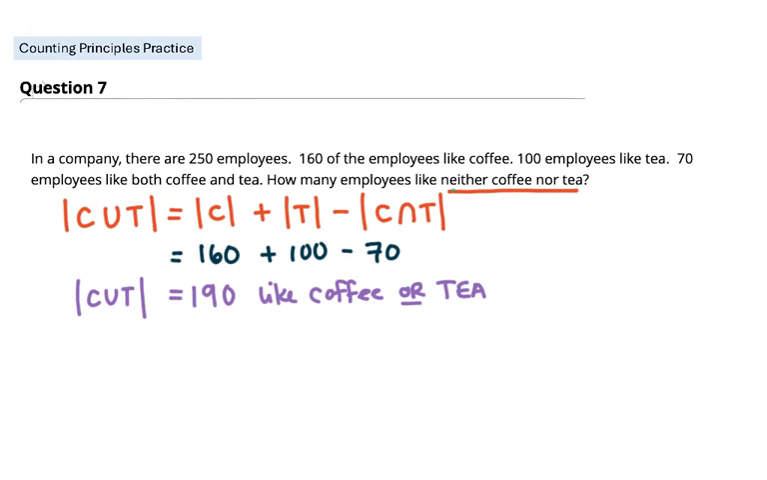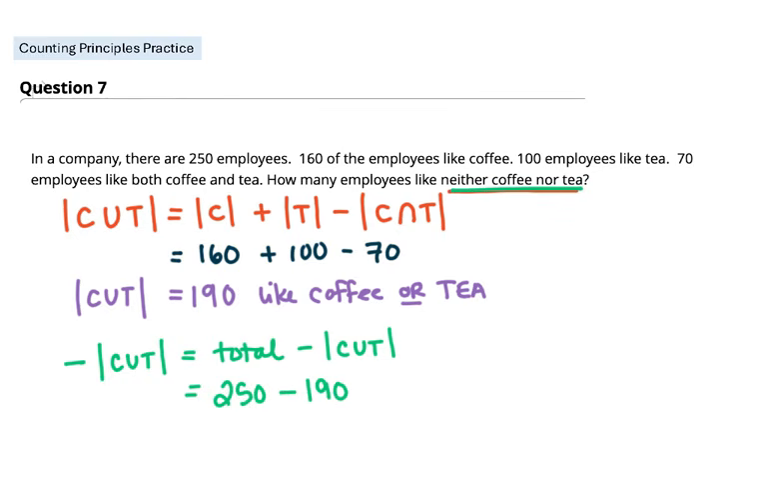They're asking how many like neither. Well, these 190 like one or the other, or even both. So the way we figure out how many like neither, not liking coffee or tea, is you take the total number of employees and subtract how many do like coffee or tea. In this case, the total is 250. 190 of them do like coffee or tea, so we are left with 60 who do not like coffee nor tea.